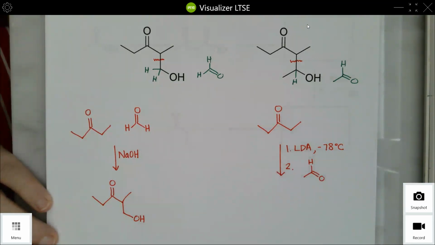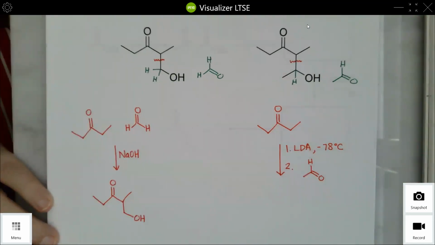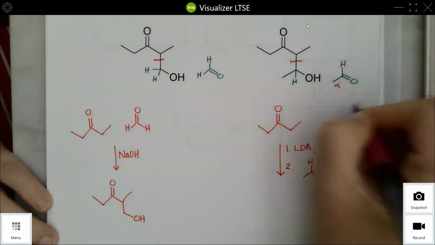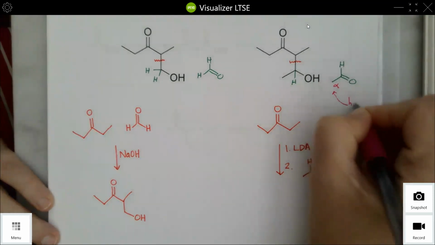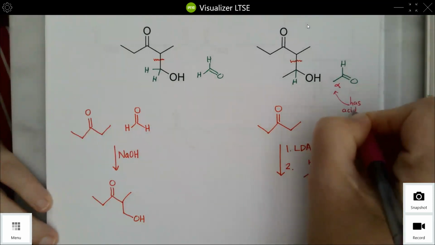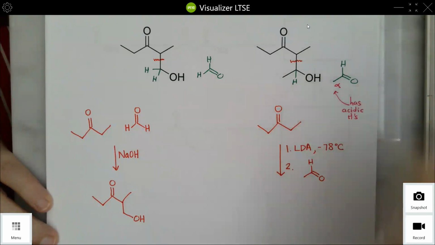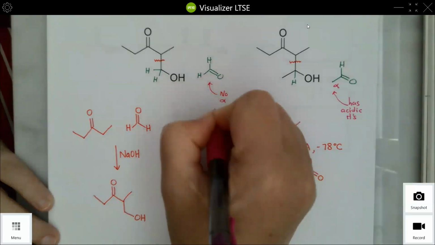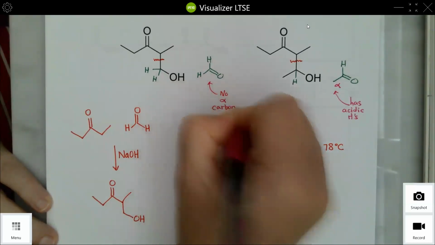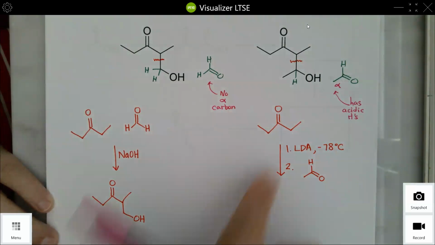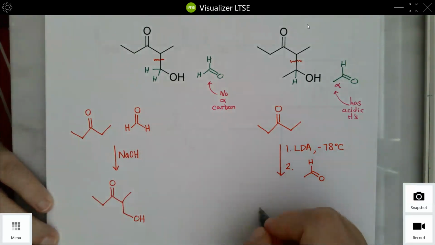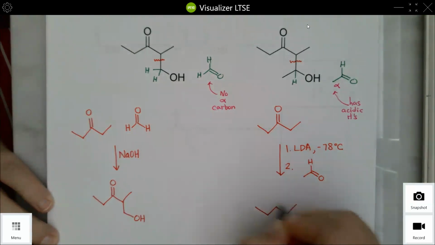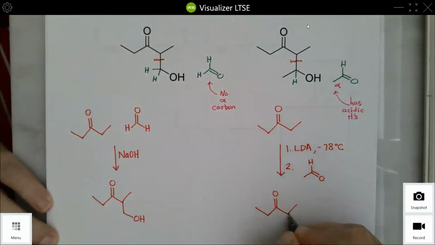So this would be necessary because of this alpha position. We'll make a note of that. This is an alpha carbon, and it has acidic hydrogens. And over here we have no alpha carbon. So that's why we have to use LDA in this case and not this case. So then we will end up with the crossed aldol product.